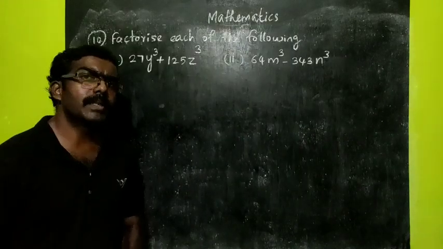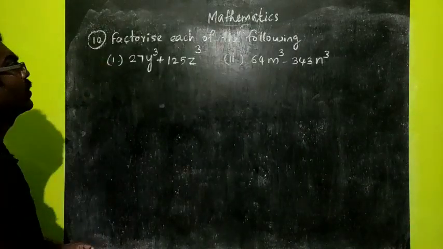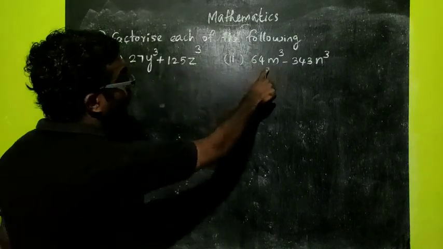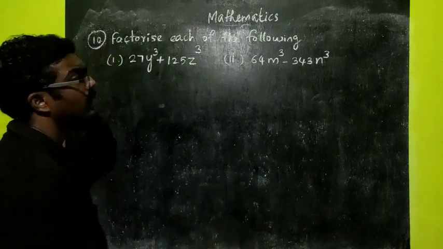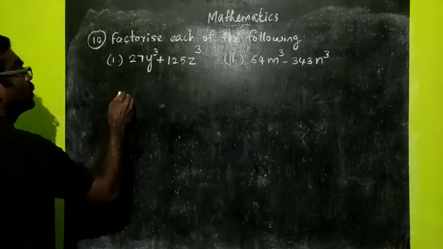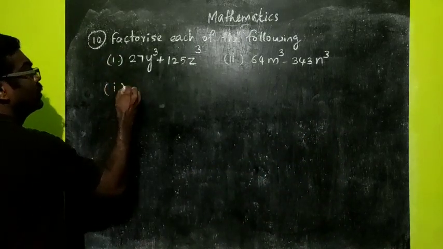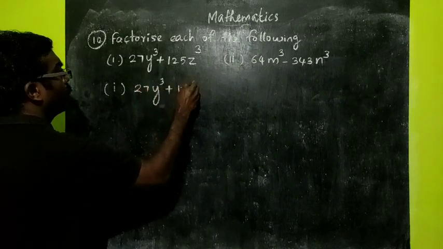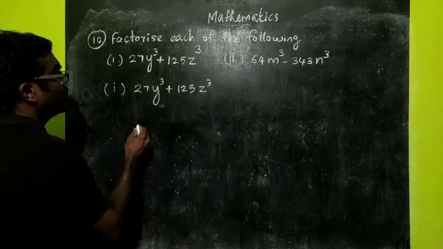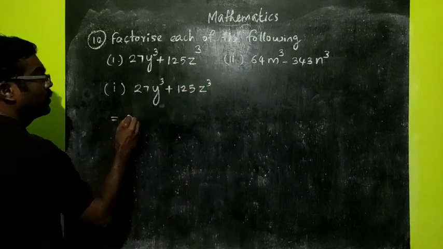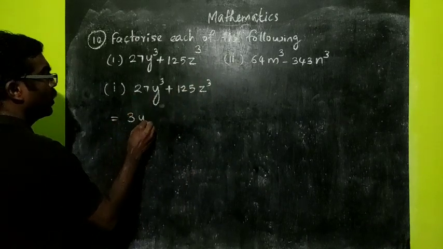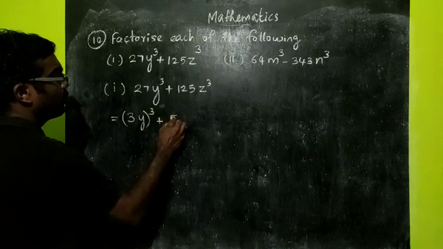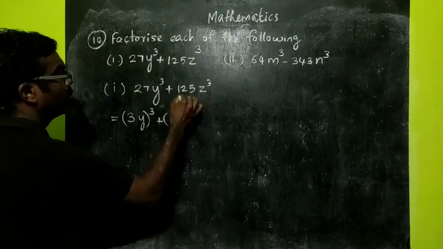Now we move on to question number 10. Factorize each of the following: 27y cube plus 125z cube and 64m cube minus 343n cube. So the first one is 27y cube plus 125z cube. This can be written as 27, that is 3 cube, so 3y the whole cube, and 125 is 5 cube, so 5z the whole cube.